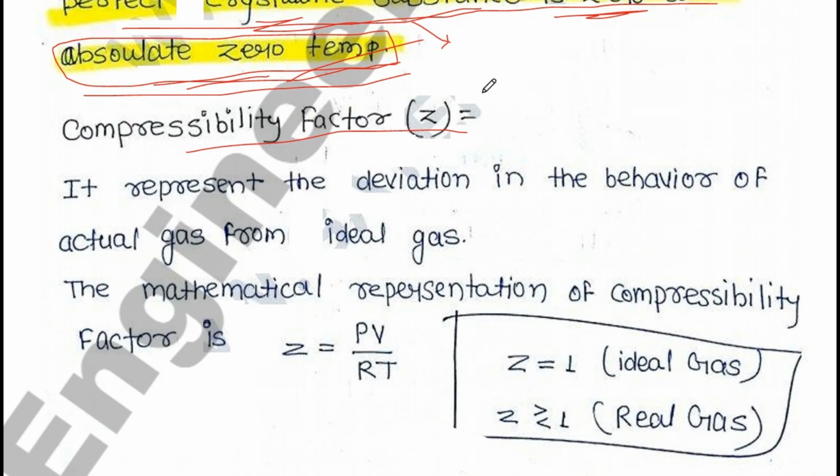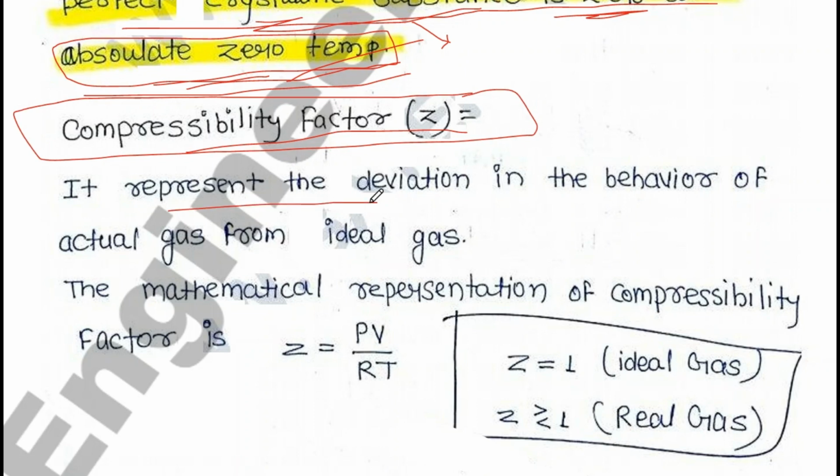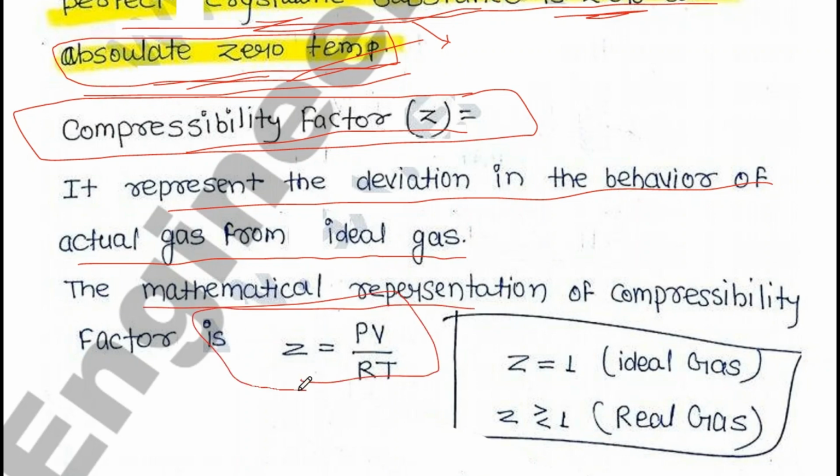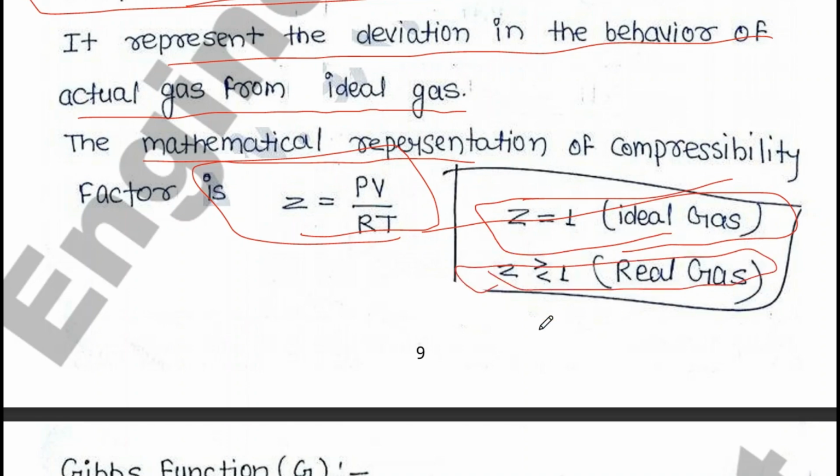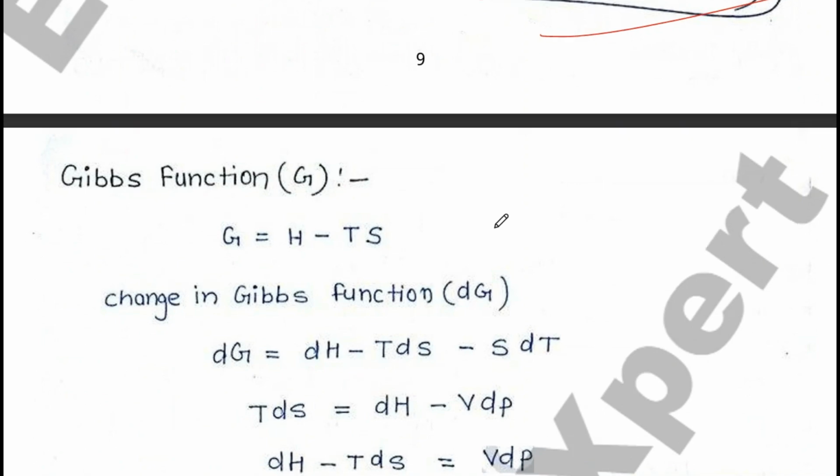Compressibility factor. This factor is important while dealing with real gases. It represents the deviation in the behavior of actual gases, that is real gases, from ideal gas. The mathematical representation is Z equals PV upon RT. That equals 1 for an ideal gas. That is never true for real gases, and it can be either less or greater than 1 for real gases, depending upon the conditions.